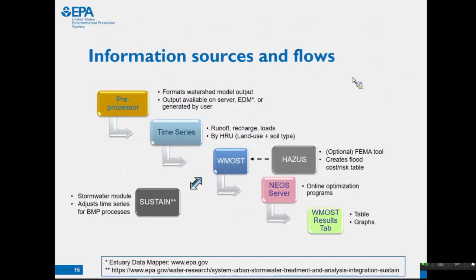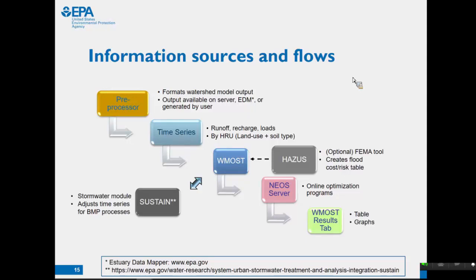This graphic shows the overall flow of information into and out of WMOST and how WMOST can interact with other models. So I mentioned the preprocessor, which formats watershed model output to produce the time series that WMOST needs. I mentioned we have the output available on the server for automated import or available for exploration in SWAT Data Mapper. The time series that are needed are runoff, recharge, and pollutant loads, as well as the weather time series. And these are organized by hydrologic response unit, or a combination of land use and soil type.